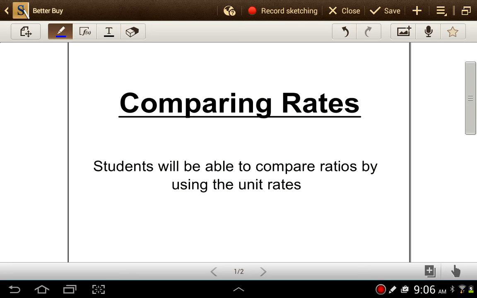Okay, make sure you write down your title and your learning target, and I'm going to move on to the first example.